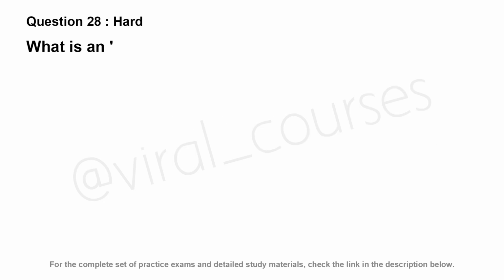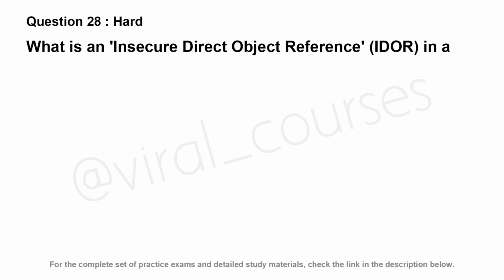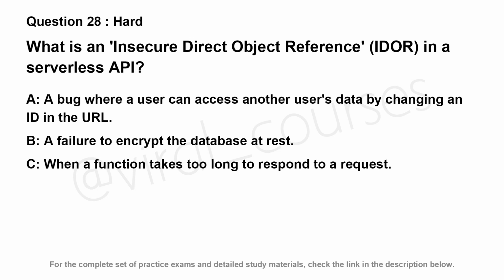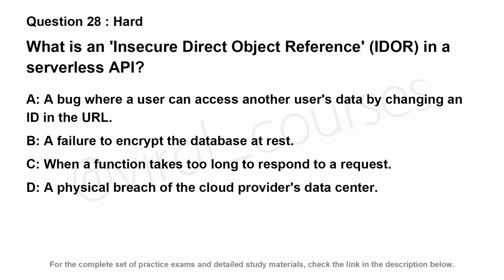What is an insecure direct object reference, IDOR, in a serverless API? Option A. A bug where a user can access another user's data by changing an ID in the URL. Option B. A failure to encrypt the database at rest. Option C. When a function takes too long to respond to a request. Option D. A physical breach of the cloud provider's data center.